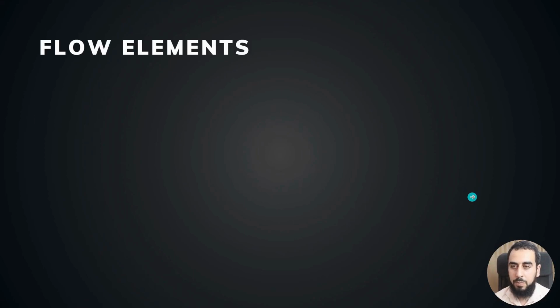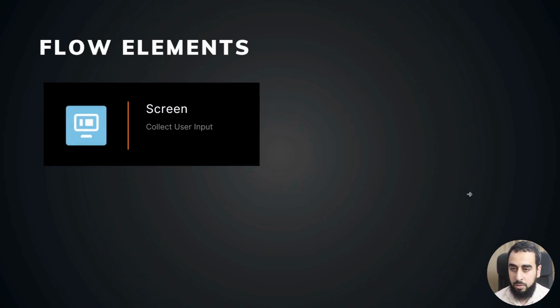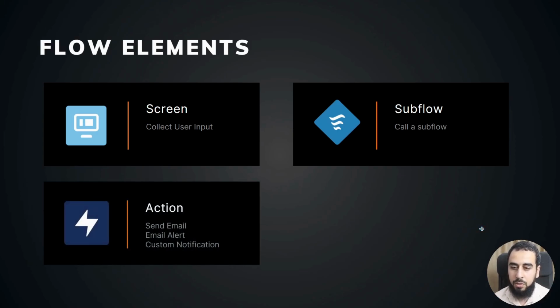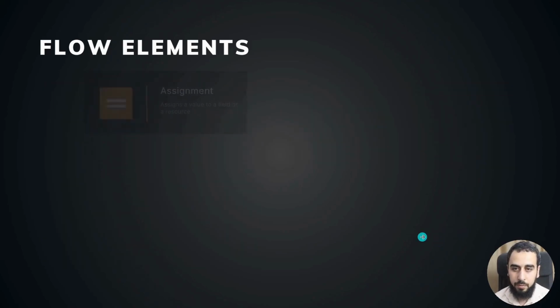Let's talk about flow elements, and remember, this is an overview. We're going through these briefly, but we'll talk about these in depth when we get them in as part of the use cases. The first element we have is a screen, and a screen is an element in a screen flow that you can use to collect user input. You can add a text input field to ask for something like first name. We also have a subflow element. We use it to call an auto-launched flow. We have an action element to send an email or trigger an email alert or trigger a custom notification.